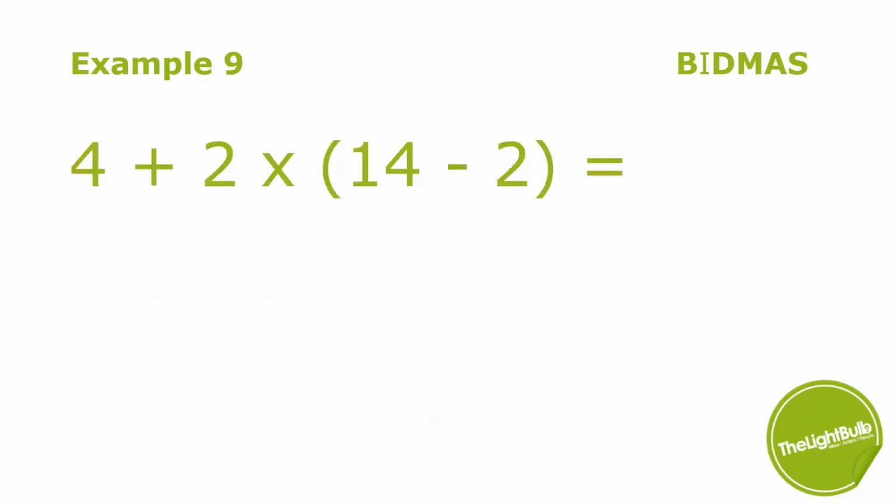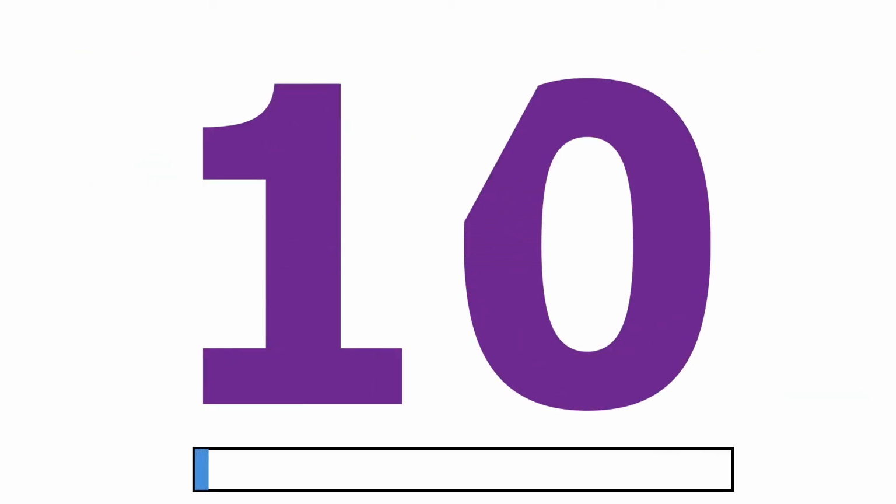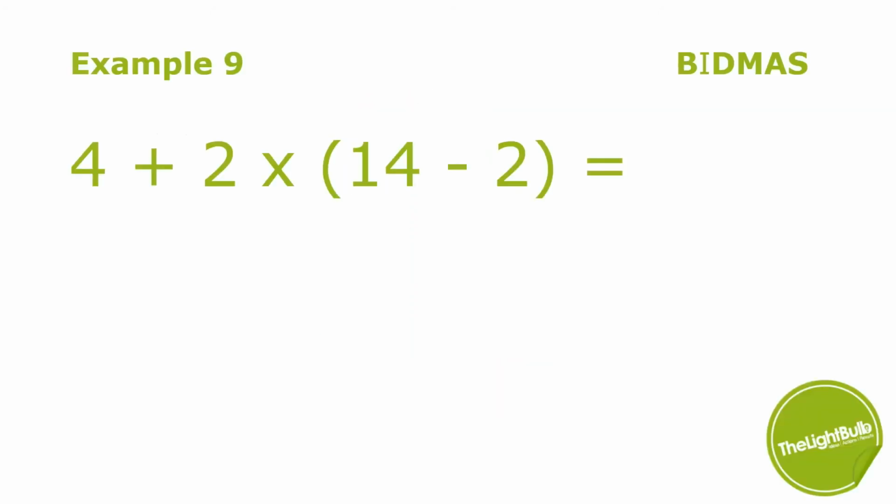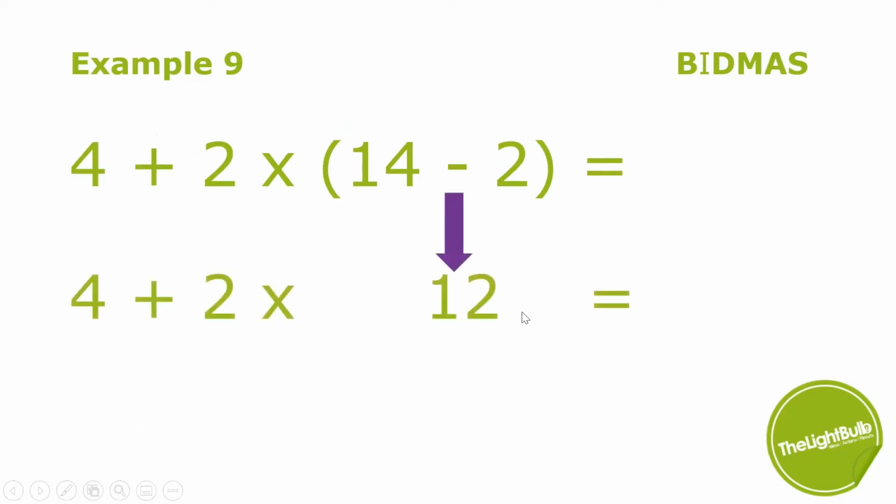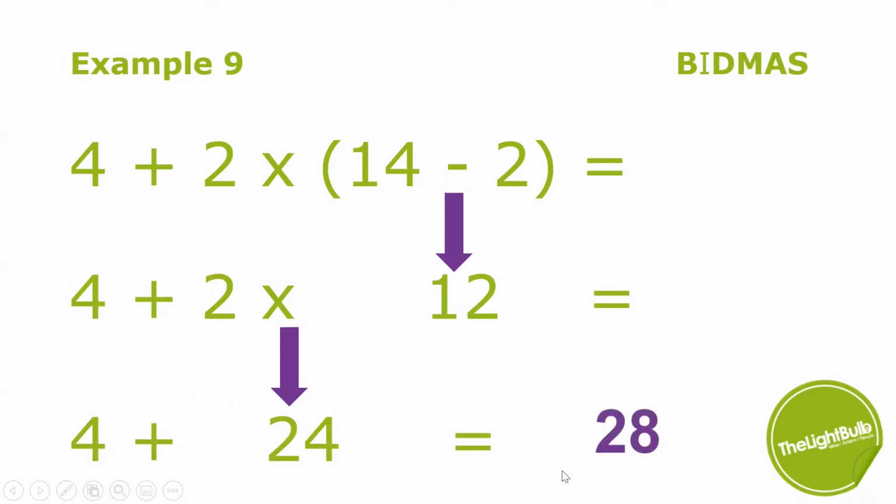Okay, so let's have a look at another example. I'll give you 10 seconds again, and we'll walk through together afterwards. Okay, so let's look at the brackets first, because we've got some there. So 14 minus 2 is 12. Rewriting the sum beneath, we've now got two operations left, which is the add and multiply. Multiply comes first. So 2 times 12 is 24. And then rewriting that on the line beneath, 4 add 24 gives us 28.